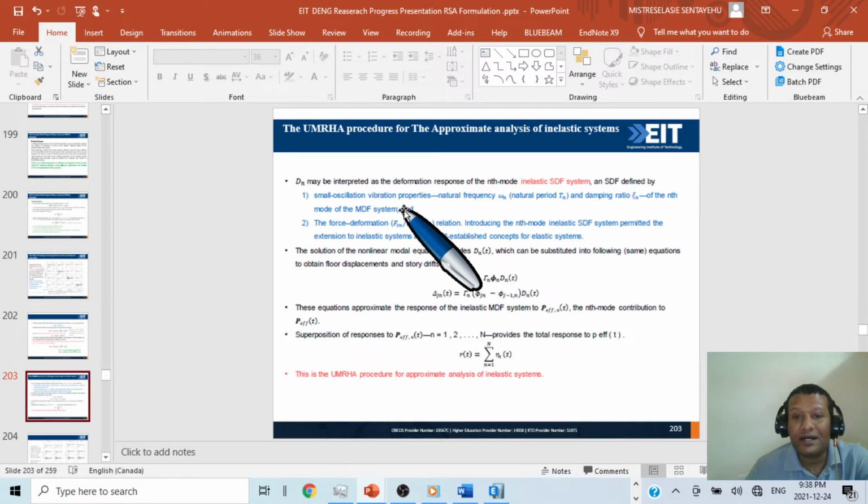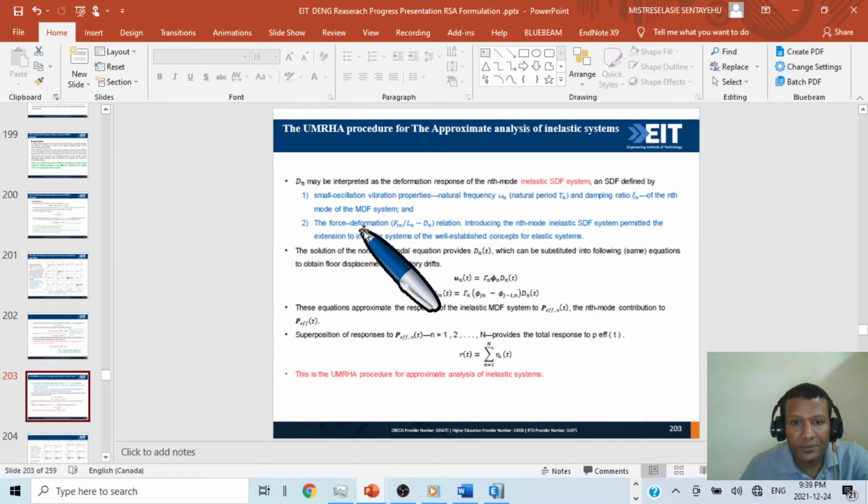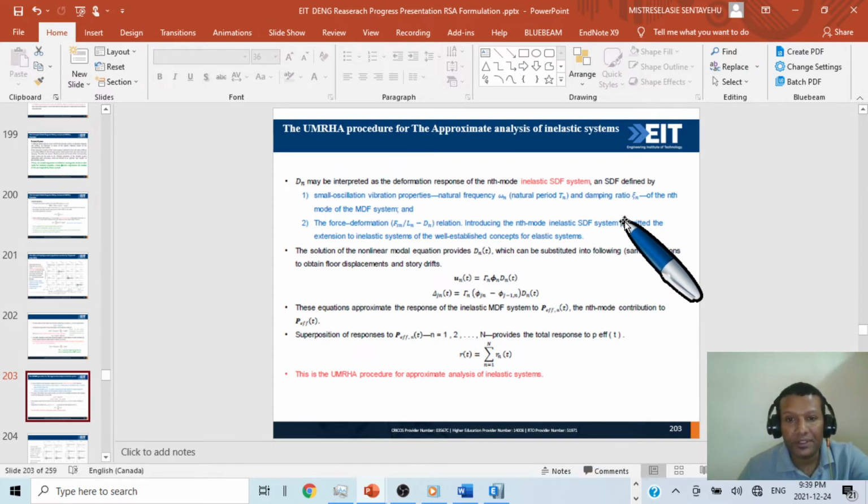So this comes from cyclic pushover analysis for that mode: first mode for the first mode, second mode for the second mode, third mode for the third mode. So the behavior of the inelastic single degree of freedom system will be the same as the multiple degree of freedom system. The force deformation relation introducing the nth mode inelastic single degree of freedom system permitted the extension to inelastic systems of the well established concept for elastic systems as well. So once we get it, we will assign it.